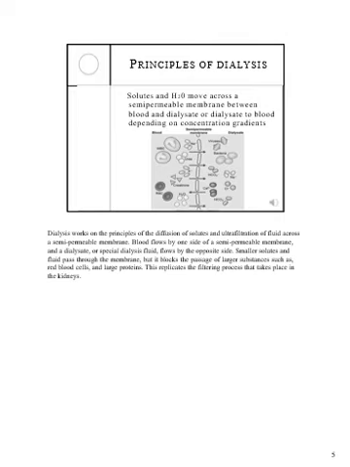Dialysis works on the principles of the diffusion of solutes and ultrafiltration of fluid across a semi-permeable membrane. Blood flows by one side of a semi-permeable membrane, and a dialysate, or a special dialysis fluid, flows by the opposite side. Smaller solutes and fluid pass through the membrane, but it blocks the passage of larger substances such as red blood cells and large proteins. This replicates the filtering process that takes place in the kidneys.